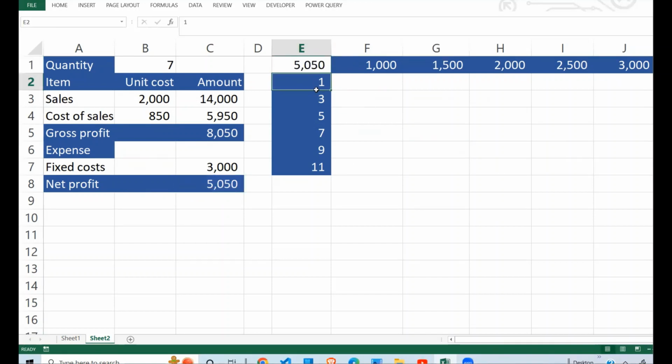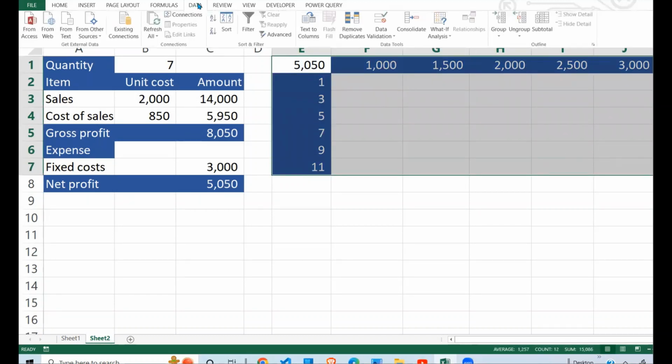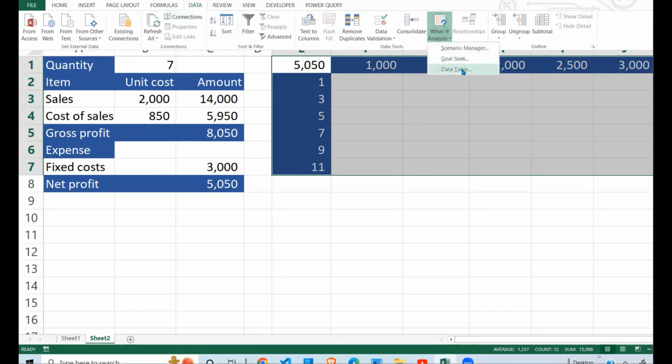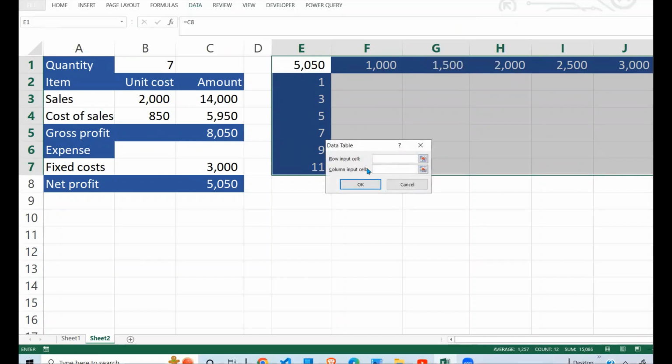So what I'm asking myself is, what if my quantity is 1 and my selling price is 1,000? What happens to my net profit? And so on. So the figures that are going to be populated here are going to be net profit. So once you have laid out your table in this format, just highlight it like this, go under data, what if analysis, data tables. Now, in this example, we are going to have a chance of using both the row input cell and the column input cell. Yet in the first example, we used only the column input cell.